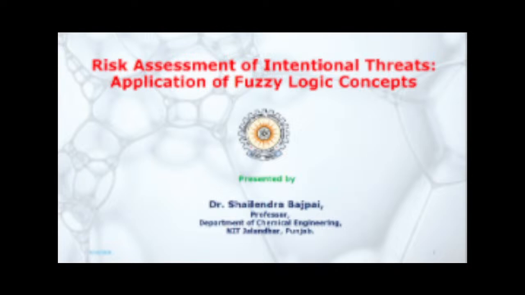In my talk today, I'll be talking about one way of solving the problem of security risk assessment using fuzzy logic. There are many ways by which we can do it, and I'll discuss the basic idea of risk assessment of intentional threats, the do's and don'ts, and the current challenges.